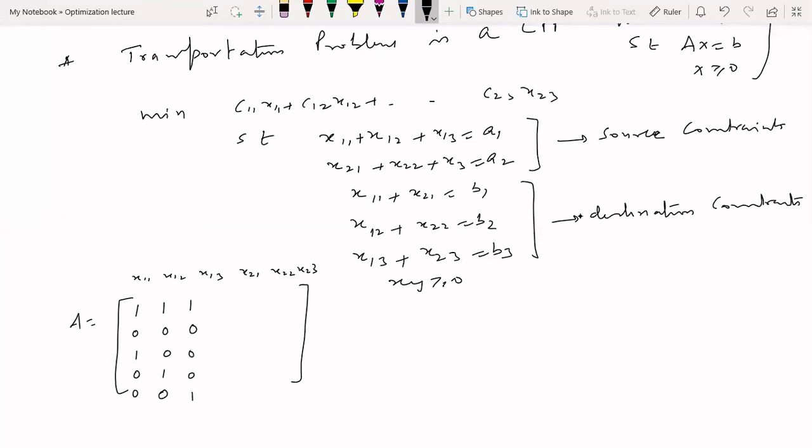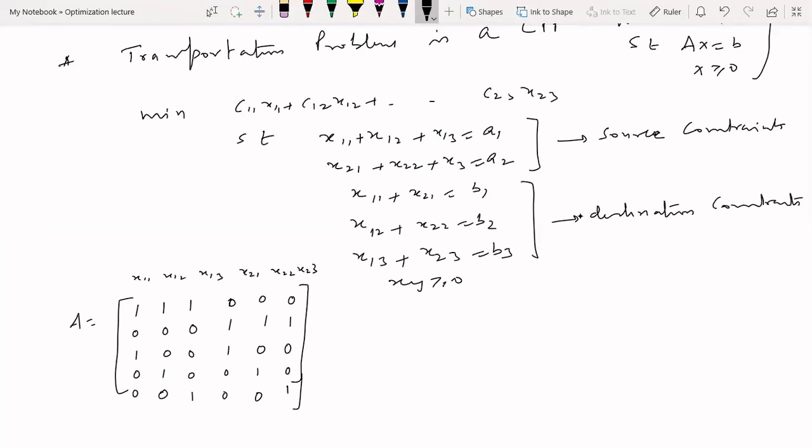Similarly, for x21 I have 1. x21 is not in the first constraint, so it is 0, 1, 1, 0, 0. Similarly, for x22, I have what? 0, 1, 0, 1, 0. And for x23 it is 0, 1, 0, 0, 1. Okay, so this is my A matrix.